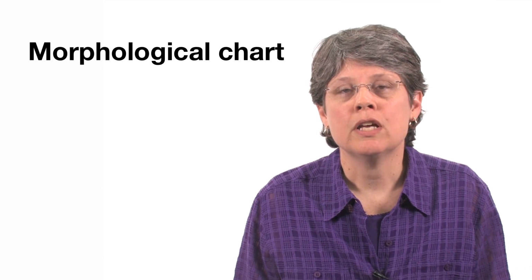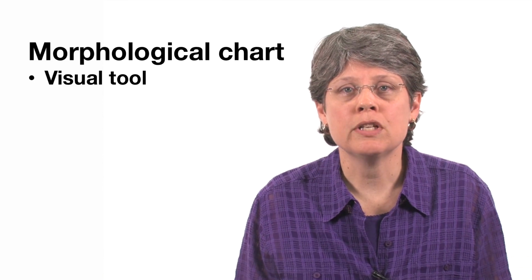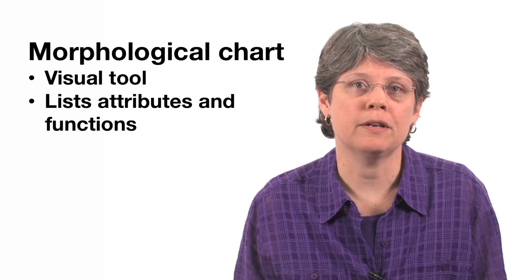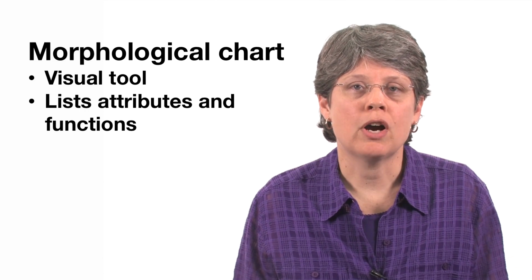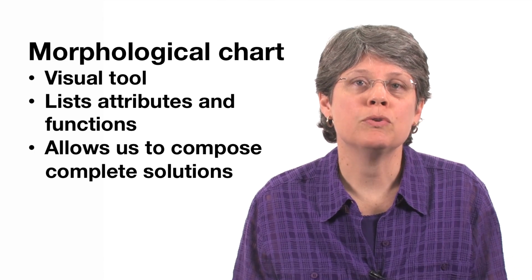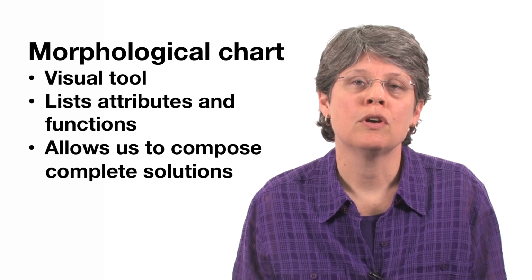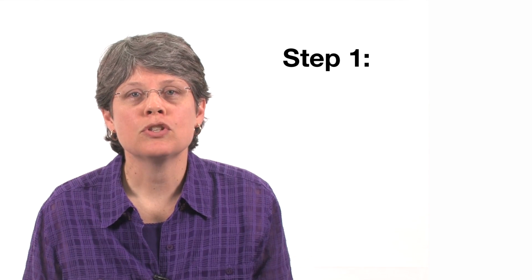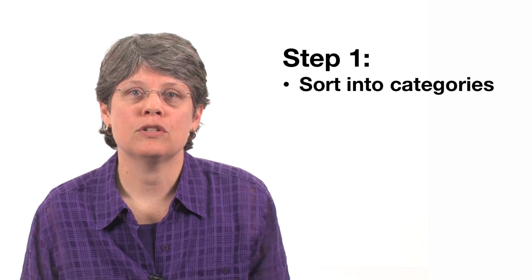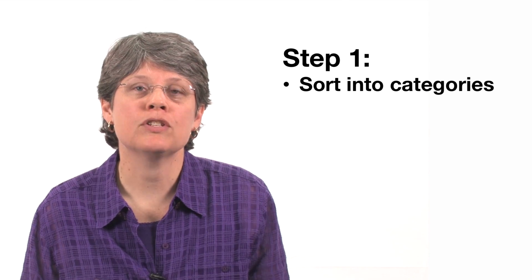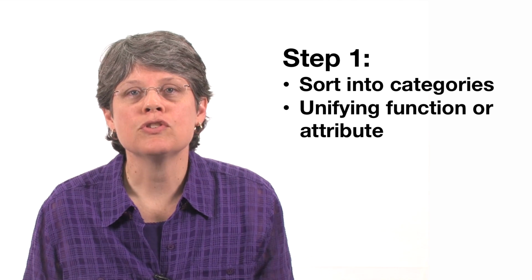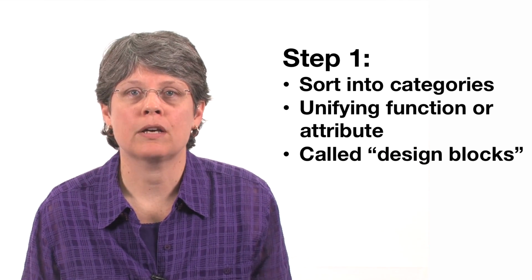So a morph chart is a visual tool. It's essentially a table that lists different attributes and functions of your design. Using a morph chart allows you to compose complete design solutions from these partially formed ideas. So you want to start by sorting these incomplete design solutions into categories that reflect a unifying function or attribute. These functions or attributes are known as design blocks.